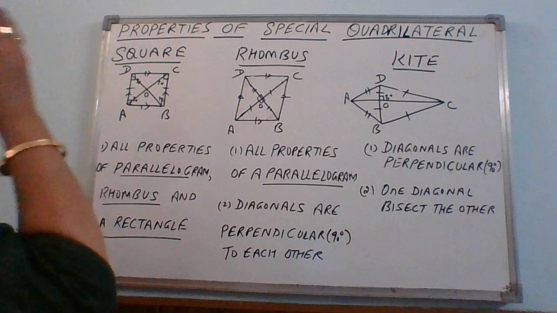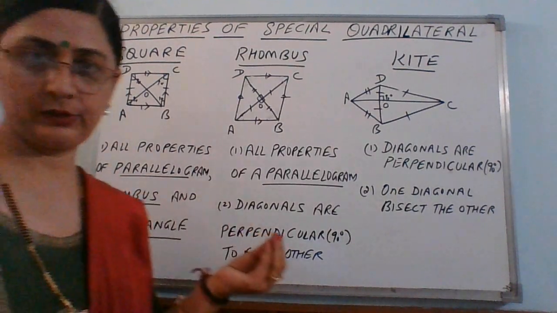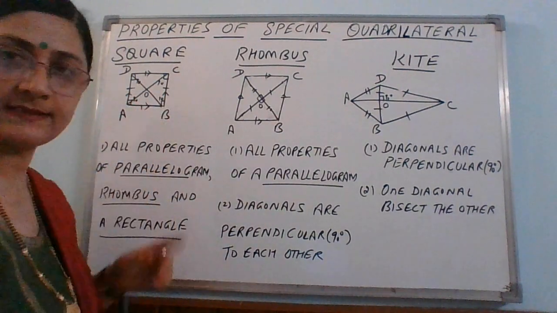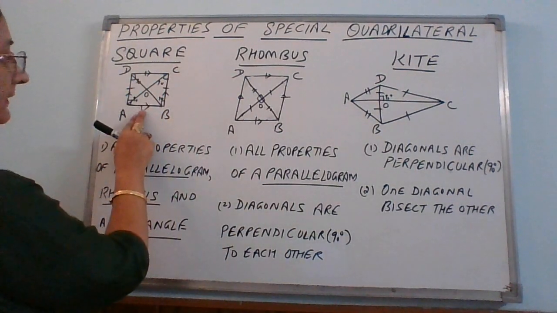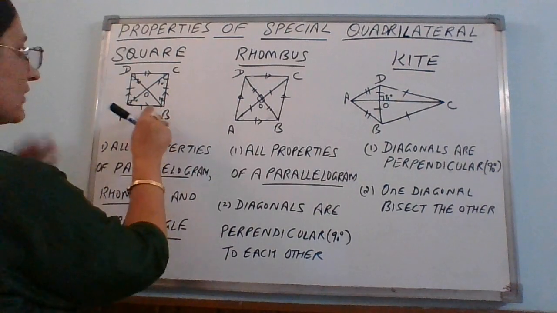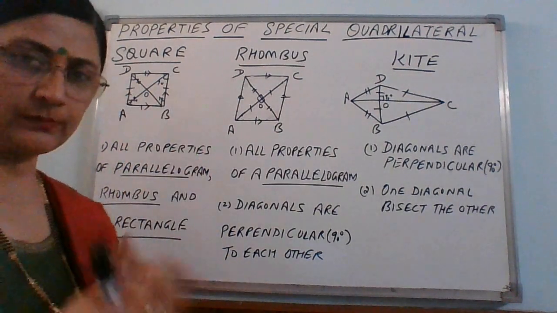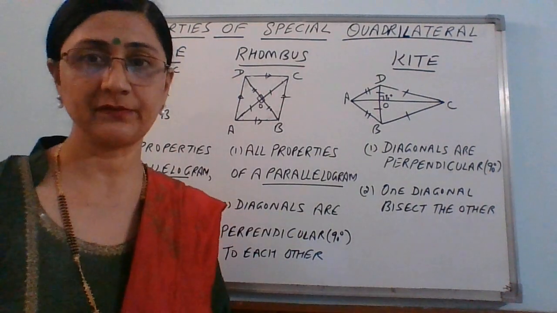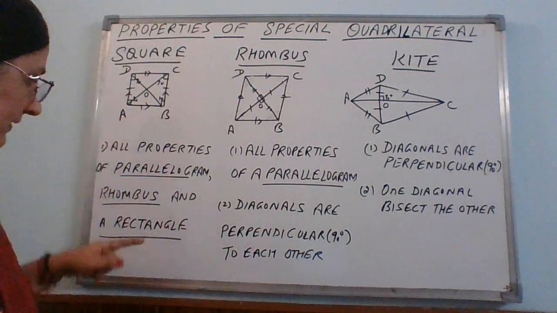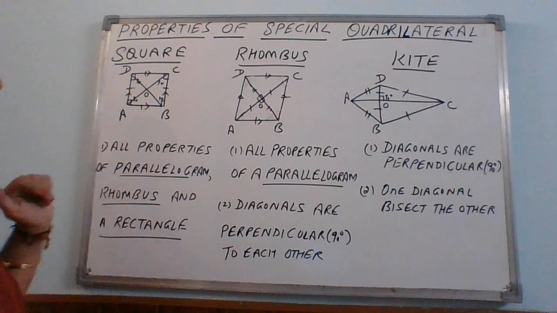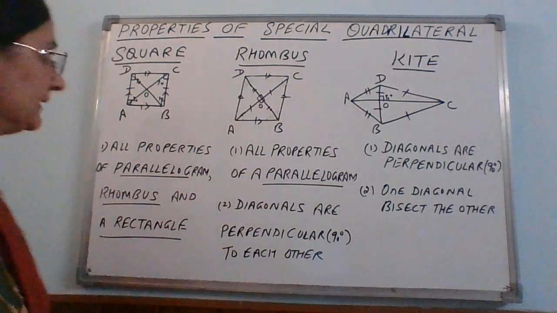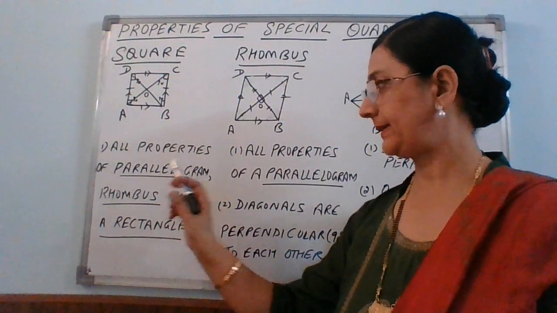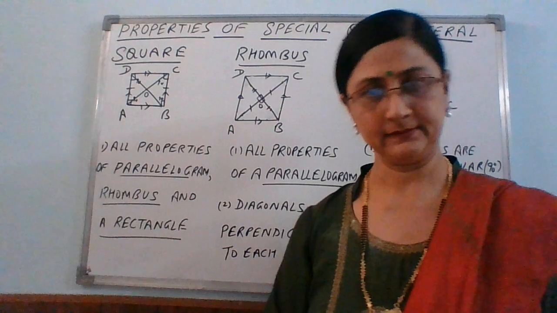Now square has all the properties of a parallelogram. What were the properties of a parallelogram? Let us recall: opposite sides equal, opposite sides parallel, right? Diagonals bisect each other, opposite angles equal. So all properties of a parallelogram, all properties of a rectangle. We have already discussed the properties of a rectangle. So it has all the properties of a rectangle and all the properties of a rhombus. Rhombus I'm going to discuss here, right? So square has all the properties of a parallelogram, rhombus and a rectangle, right?